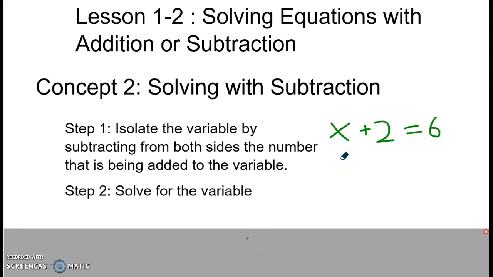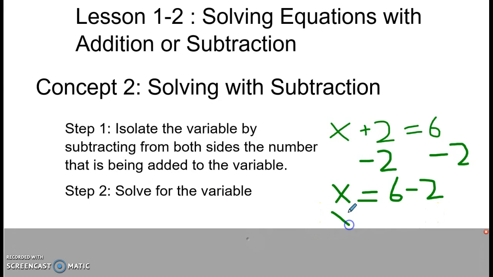The step is the same when we have addition. We're still trying to isolate the variable, but instead of adding to both sides, we're going to end up subtracting. Right? So we're going to take our value that's being added, in this case 2, and we're going to subtract it from both sides. And we end up with x equals 6 minus 2. And then we're going to solve for our variable. X equals 4. And it's that simple.